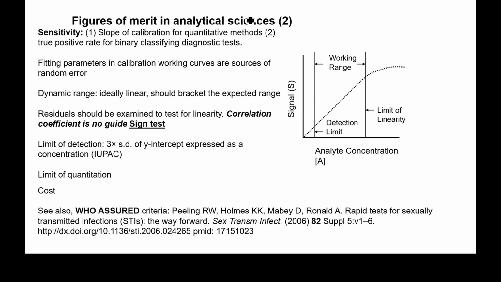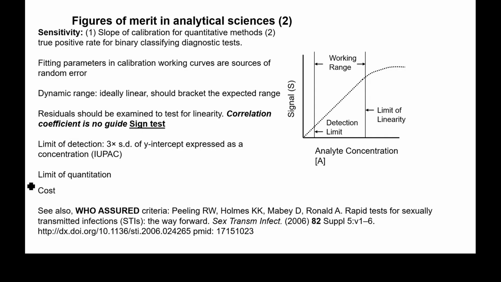The limit of detection is usually defined, according to the International Union of Pure and Applied Chemistry, as 3 times the standard deviation of the y-intercept, interpolated on this working curve on the right-hand side here. So we measure 3 times the y-intercept, and we interpolate down to express this as an analyte concentration. This is telling us what is the smallest signal that's larger than noise. Limits of quantitation vary, or the definitions of this, but it's typically 8 to 10 times the limit of detection.